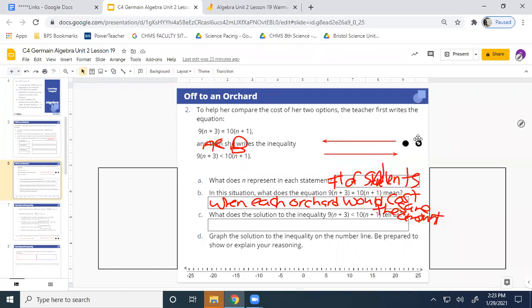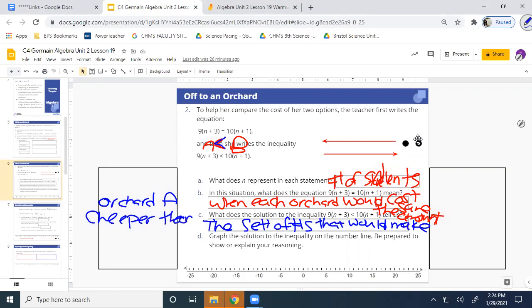Yes. Because that symbol is pointing, like, chompy chompy, he's eating B, that means B is bigger. When we're comparing the price of B to the price of A, B is going to be bigger. So when we're talking about the solution, let me think of the right word. It's the set of numbers that would make orchard A cheaper than orchard B. I'm going to write it and then we can discuss it. That would make orchard A cheaper than orchard B.